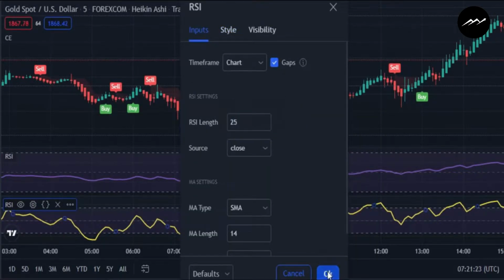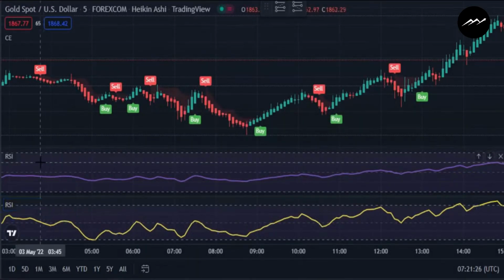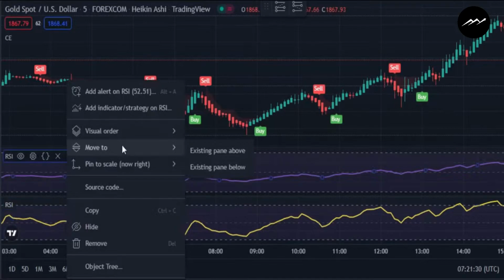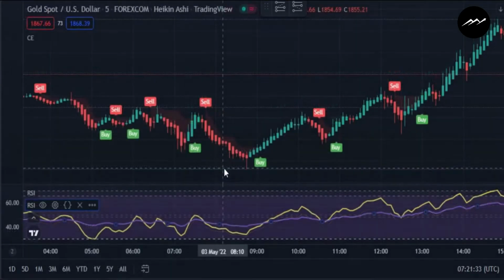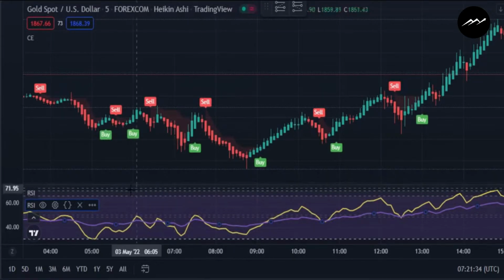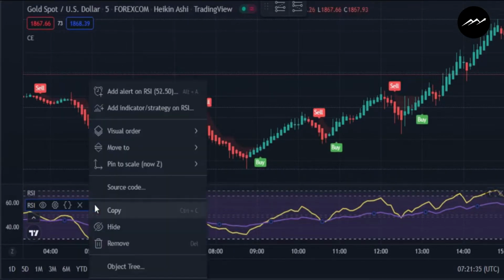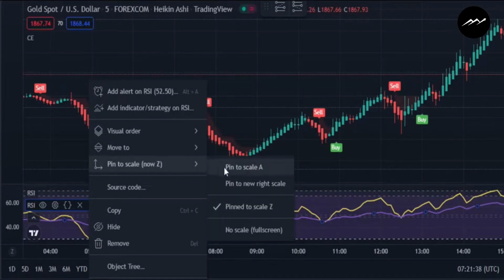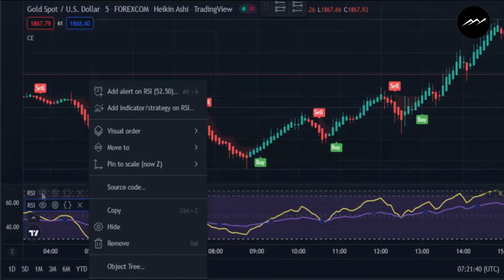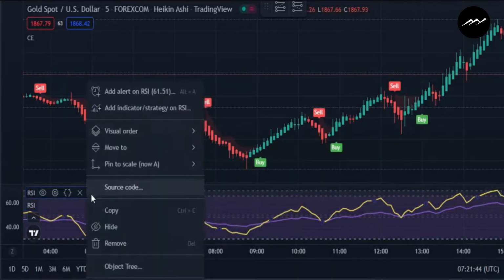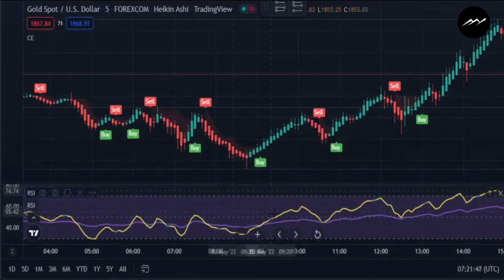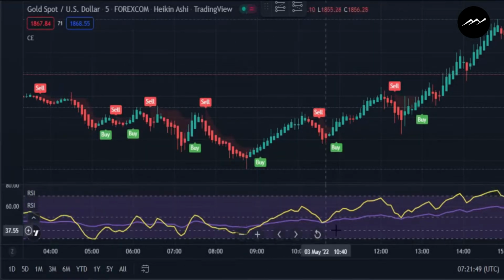Now we have to combine both RSI indicators. To do this, we have to click on the 3 dots and then select Move to and then Existing pane below. Now both RSI indicators should have the same scale. To do this, click on the 3 dots again and select Pin to Scale Z from the Pin to Scale section. Now we have to do this again for the second RSI. Now our trading strategy is ready.